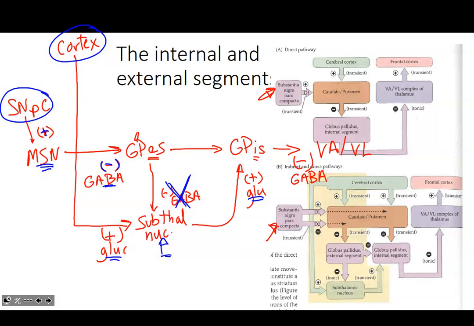The second piece of this is that the cortex is releasing glutamate onto the subthalamic nuclei. If we follow this pathway down, these projections into the subthalamic nuclei are excitatory. The subthalamic nuclei is then excited, and it releases glutamate onto the internal segment. And so this internal segment now produces even more inhibition. Typically, the globus pallidus internal segment produces tonic inhibition, and when we give it more stimulus, it produces even more inhibition via GABA.